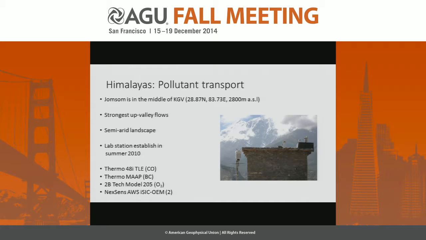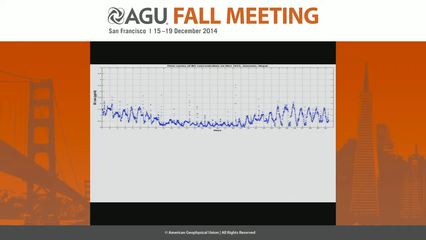The University of Virginia has maintained the lab since 2010 at an elevation of 3,000 meters, and we have a weather station at 3,500 meters in Jomsom. The lab is equipped to measure carbon monoxide, black carbon, ozone, and meteorological parameters.